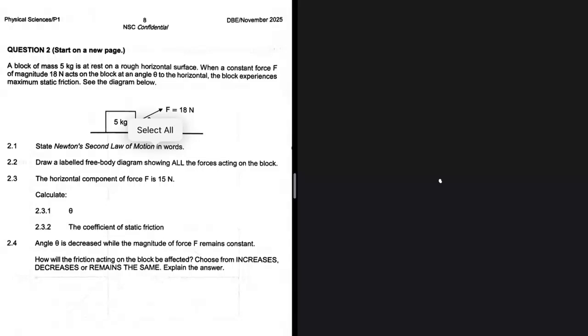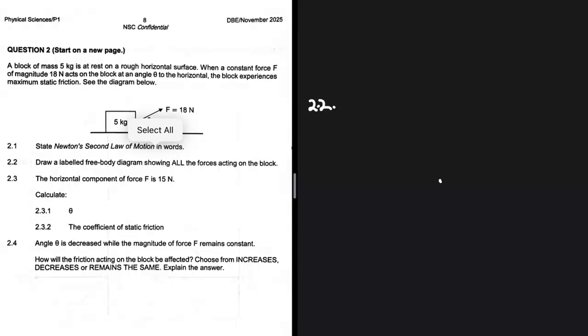Here we go. So a block of mass 5 kg is at rest on a rough horizontal surface. When a constant force F of magnitude 18 Newton acts on the block at an angle theta to the horizontal, the block experiences maximum static friction. See the diagram below. 2.1 State Newton's second law of motion in words. 2.2 Draw a labelled free body diagram showing all the forces acting on the block.